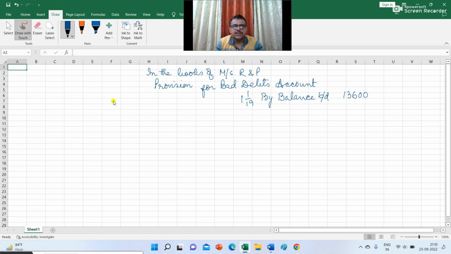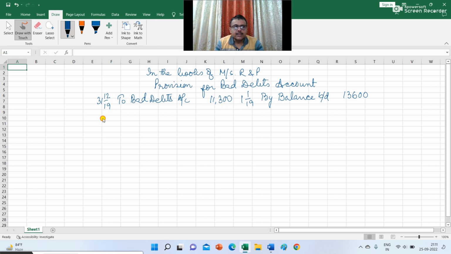So your journal entry is provision for bad debt account debit to bad debt. So here I have to write on 31st December 2019, to bad debts account, 11,300. Actually when a bad debt occurs, your journal entry is bad debt account debit to debtors. And the bad debt is a nominal account, so the balance of the bad debt will be transferred to provision for bad debt. So here I have to record in provision for bad debt account as to bad debts 11,300.